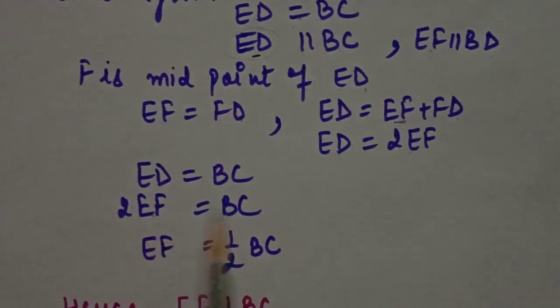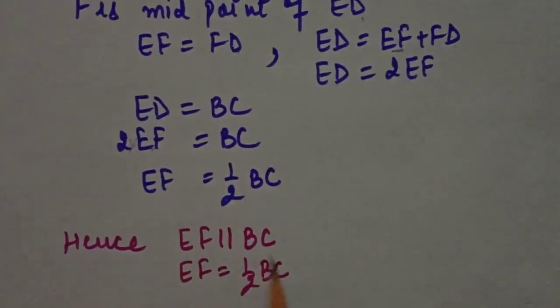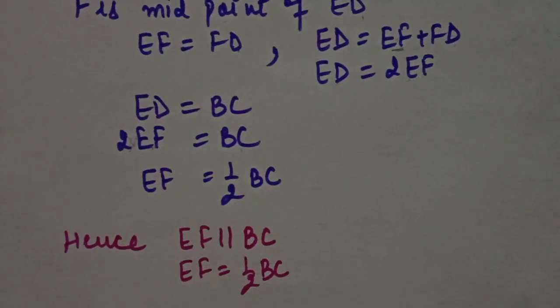Double of EF is equal to BC. This 2 is present in multiplication here. When we shift it to the other side, it will be present in division. So students, the conclusion is EF is parallel to BC and EF is equal to half of BC.